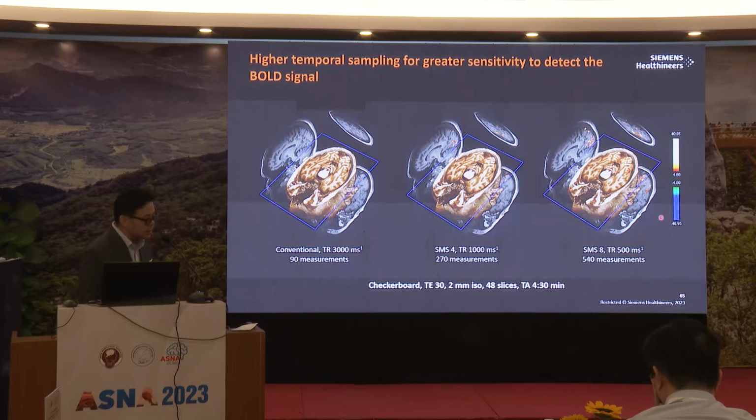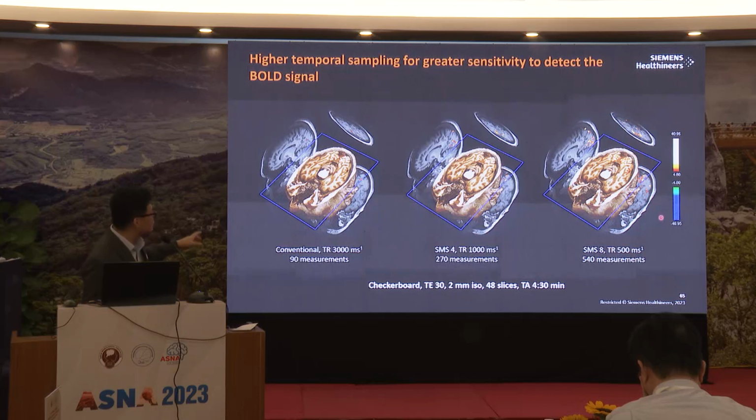Even in these slides, you can see with the task-based experiments, if we just do a standard TR of 3 seconds for 4.5 minutes, you only acquire about 90 measurements, 90 samples: 45 activation and probably 45 resting state. However, if we apply SMS factor 4, we're able to bring the TR to 1 second, so the number of measurements increases to 270, basically 3 times. If we increase the SMS factor to 8, we can increase the number of samples to 540. So with increasing SMS factor, the number of samples in a fixed period of time increases. From here, you can clearly see the activation at the visual cortex increasing with more samples, in this statistical T-map analysis.